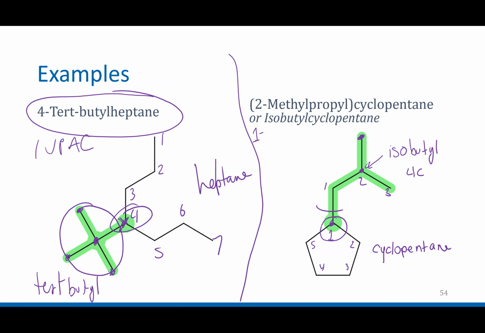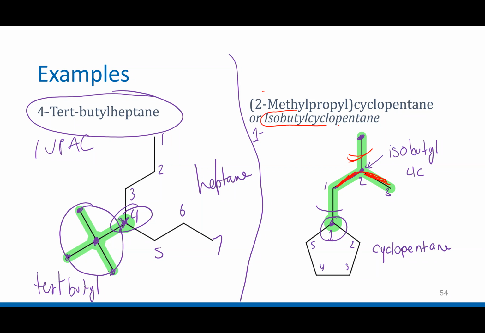If you were going to name this systematically, you would call this, well, I have 1, 2, 3. Let me change my color here. 1, 2, 3. So you would call this a propyl group with a methyl on the second carbon. So 2 in brackets. You don't really need the brackets if you don't want to, but because there's no other numbers in this. But 2-methylpropyl cyclopentane.